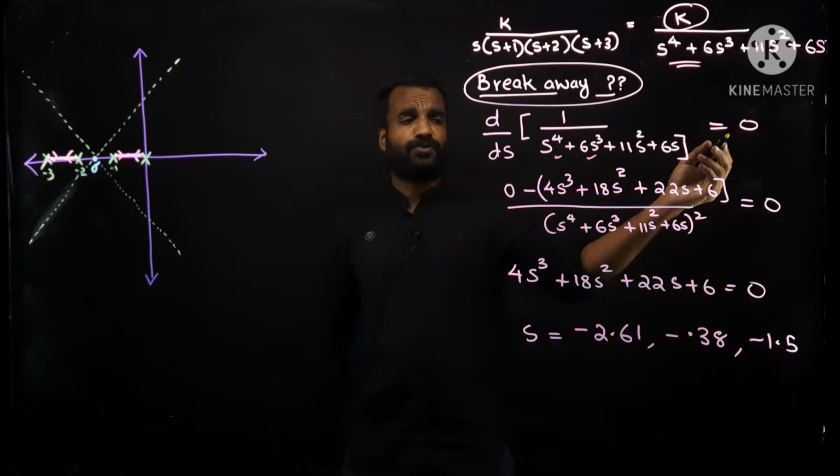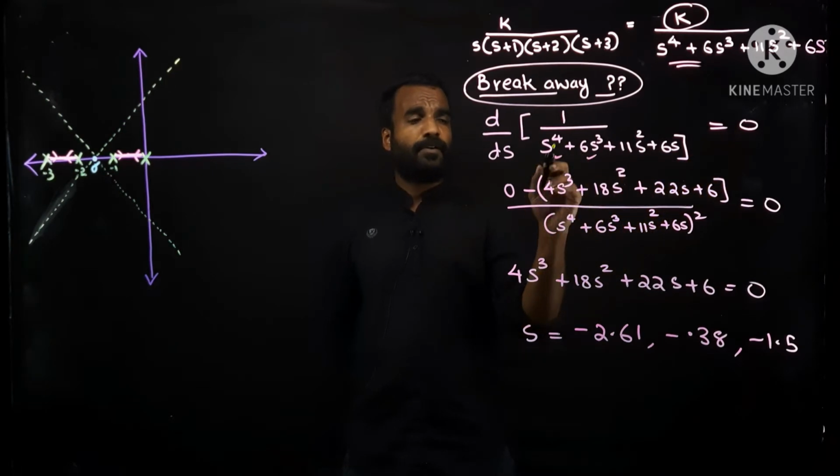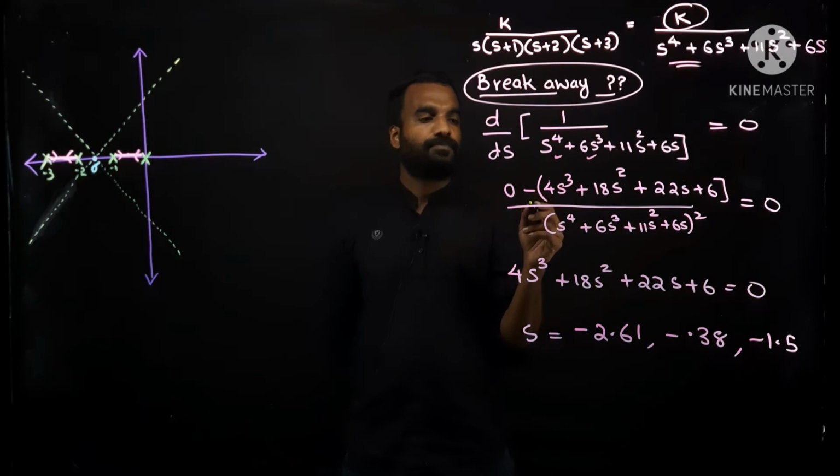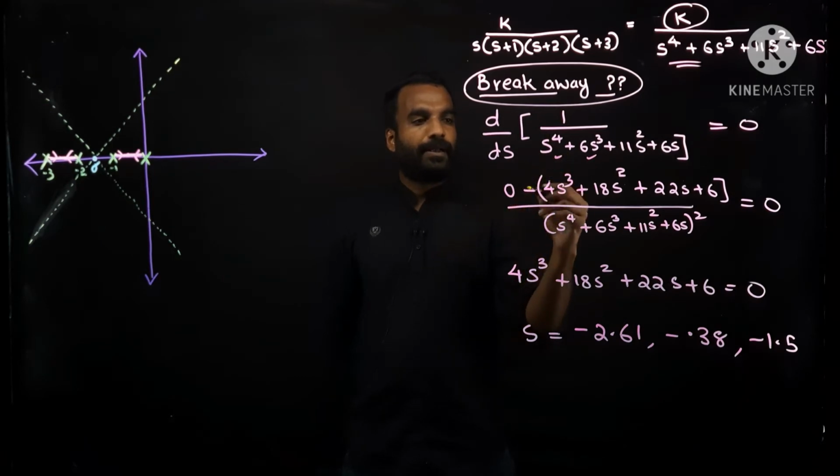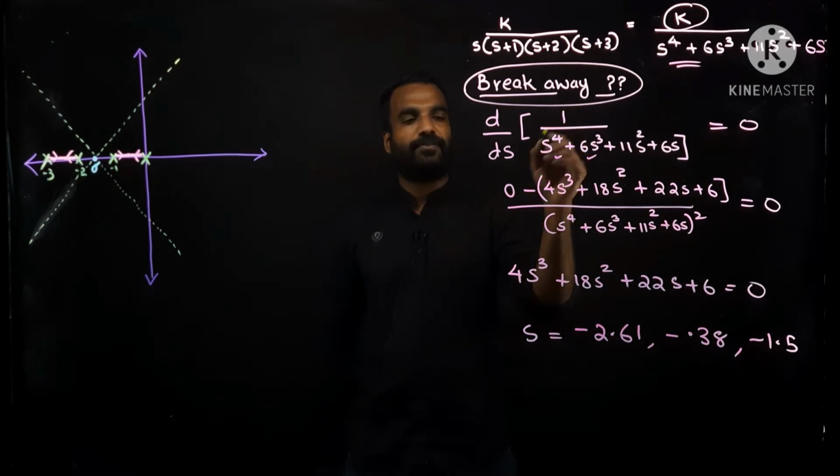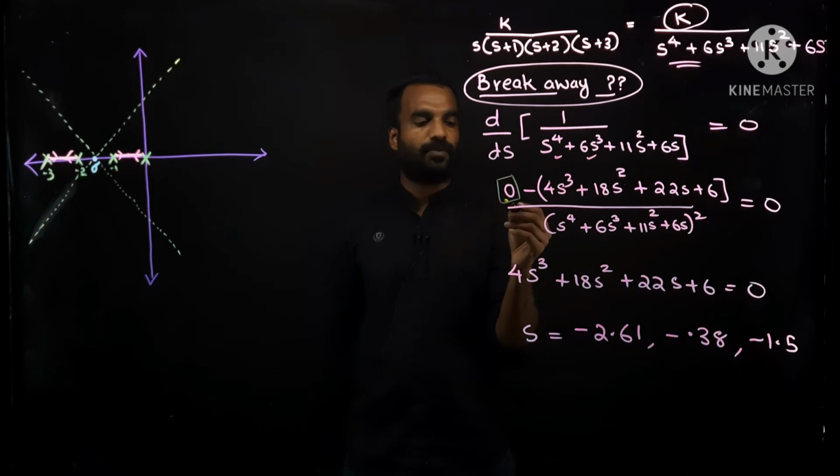That should be equated to 0. So product rule, not product rule, quotient rule. Denominator into differential of numerator. Differential of 1 will give 0. So first term is 0.